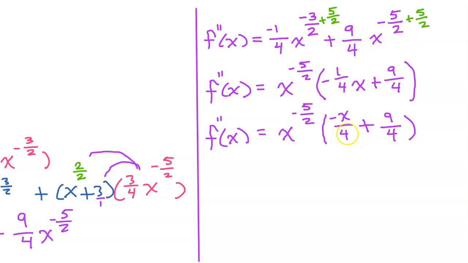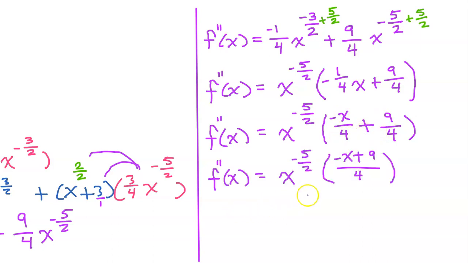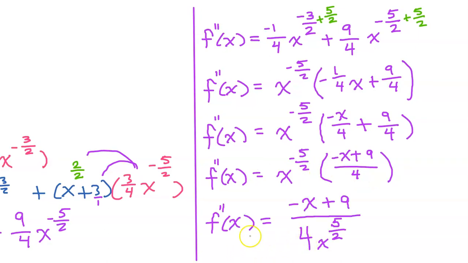On the next step, I'm combining these into one fraction. You see they have a common denominator. So I'm going to end up with -x plus 9/4. There is only one more thing we need to do to simplify. Because this has a negative exponent, I can take this x to the -5/2 power and drop it down to the denominator. I'm going to put it right here. So finally we have this.